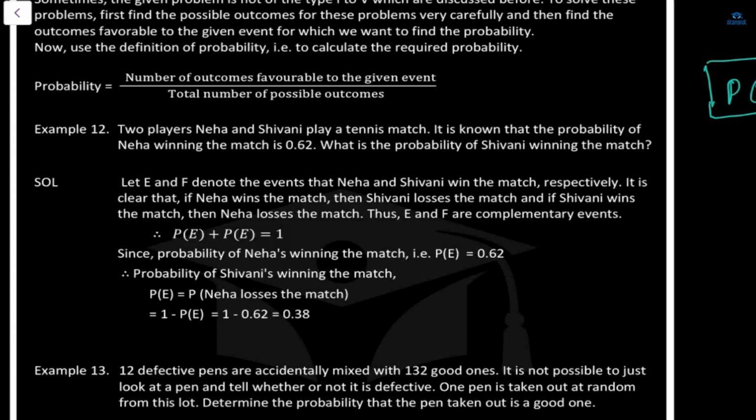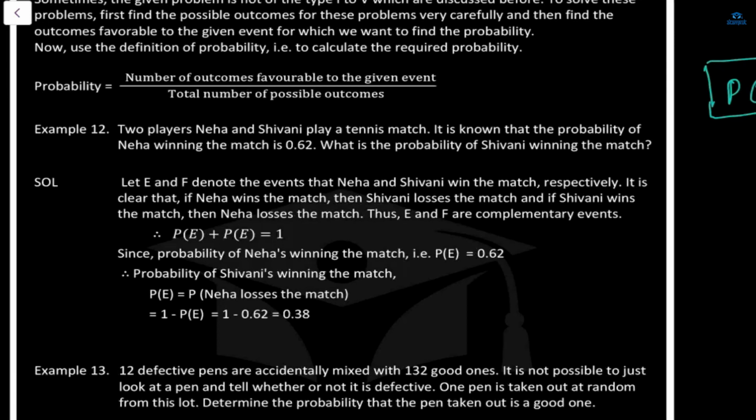So if Shivani is winning the match, obviously as there are two players, Neha will be losing the match. Now if Neha's winning is already given, we can find out Neha not winning the match. If Neha is not winning the match, that means Shivani is winning the match. In that case, we can find out the probability of Shivani winning the match.